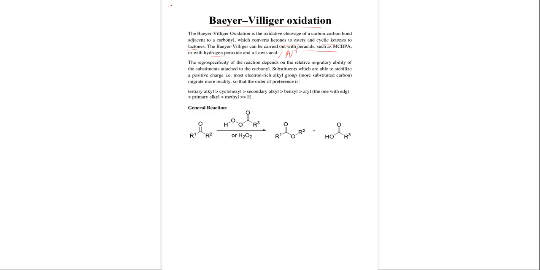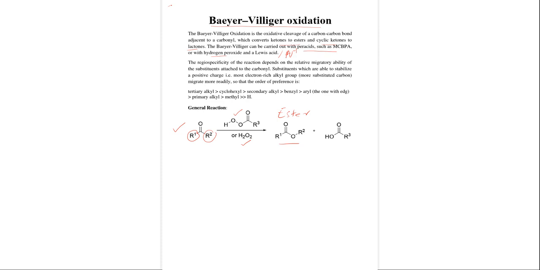For example, look at the example here. R1 is directly attached to the carbonyl group and R2 is also attached to the carbonyl group. When it is reacted with peracid or hydrogen peroxide, the final product in this case is an ester. In both of these, R1 and R2, one of the groups will be migrated to the oxygen atom.